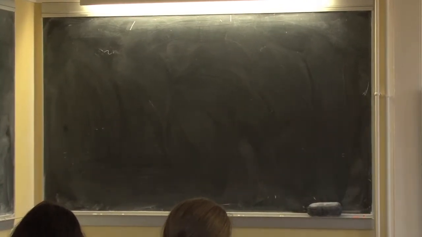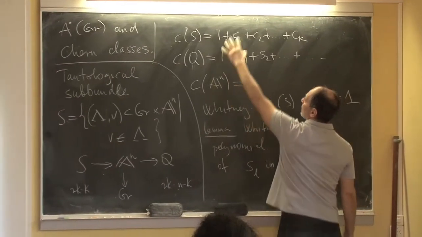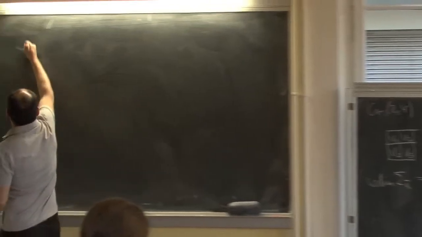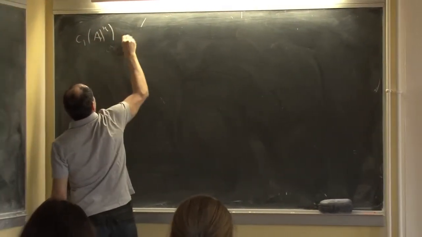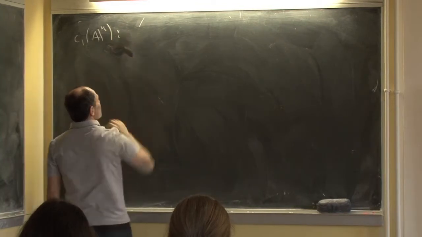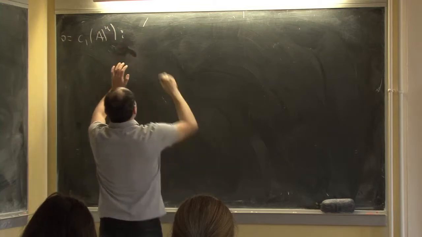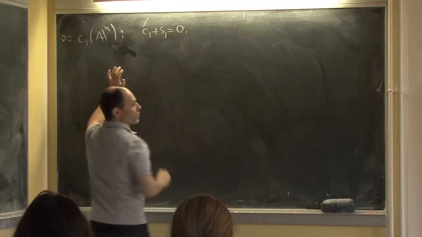You just take this product and you express, for example, C1 of, which is 0, of AN as this product, and you calculate C1. So if you calculate C1 of AN, this is 0, of course. This gives you the following relation: it gives you that C1 plus S1 is 0. That's your first relation, right?